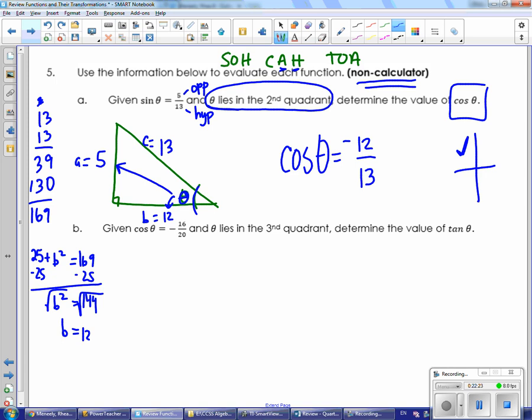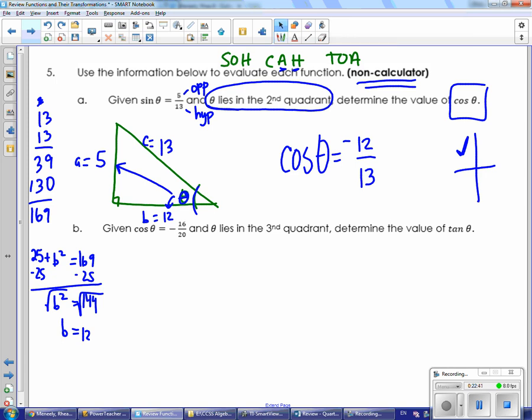I put another one on there too, just to give you a little bit more practice, because I know on the unit test, this was something that a lot of students got wrong. So I have another one up here as well. So in letter B, you're given that the cosine of theta is equal to negative 16 over 20. So notice that this time you're given a cosine and it gives you a negative value.